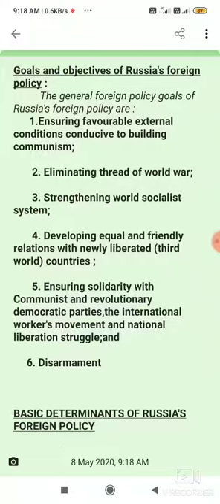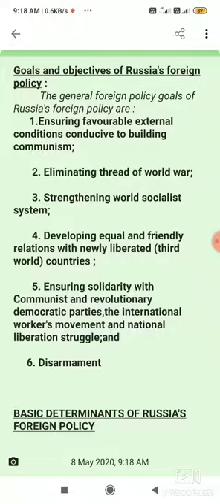Now, another important objective or goal of the Soviet Union's foreign policy was to strengthen the world socialist system. As a socialist country founded on the very principles of Marxism and Leninism, it wanted to ensure that socialism thrived in the world.